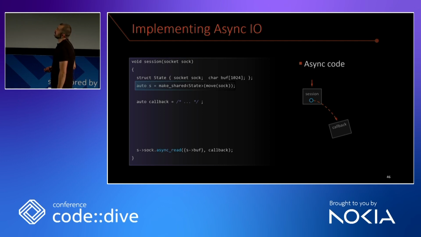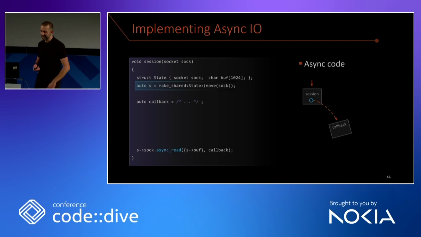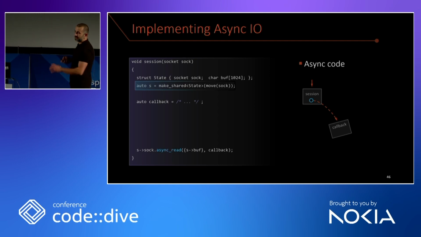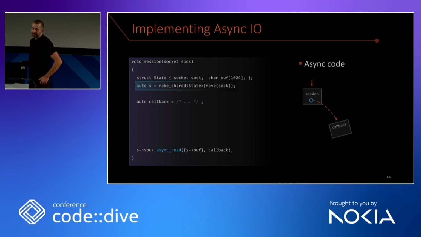First thing we do, we heap allocate the state of our session, of the session that only we know about, because we know what callbacks we will be calling. And because the function session alone, this first block, is a very short function, it will end immediately and the function parameters will be destroyed. We have to make sure that the socket, all data associated with the socket, is saved somewhere safe. So we heap allocate all the state, also the buffer, and we'll manage it through shared pointers.